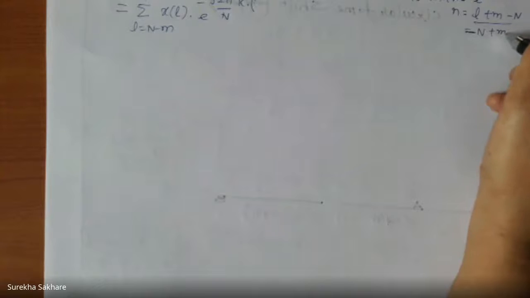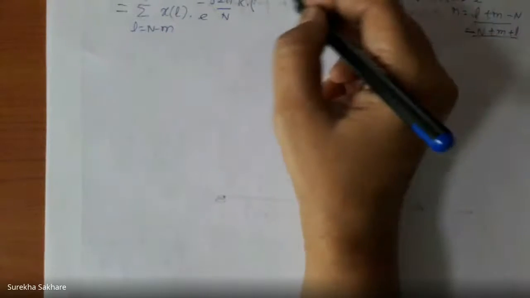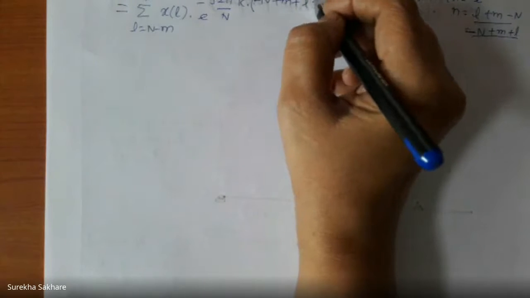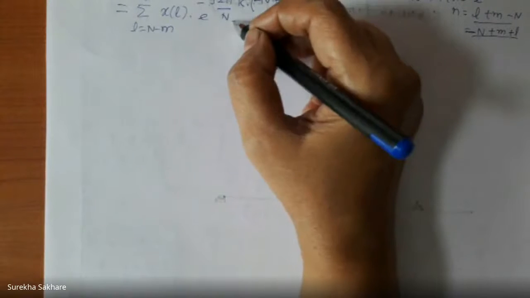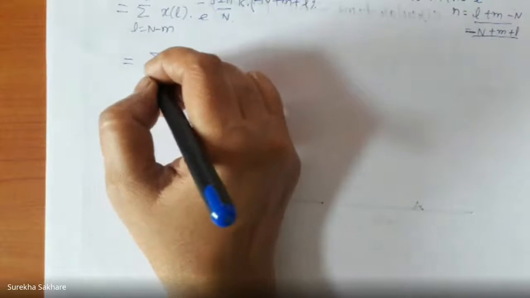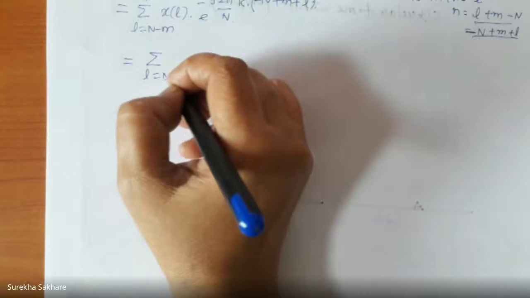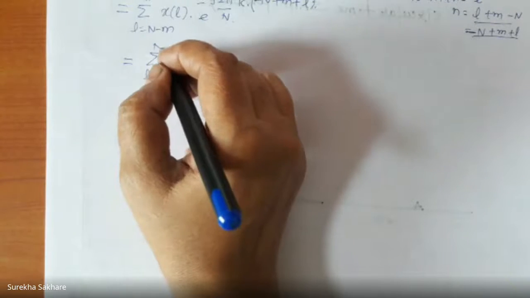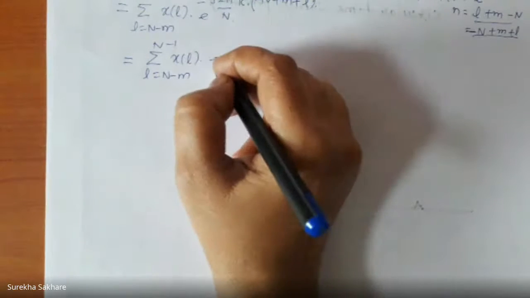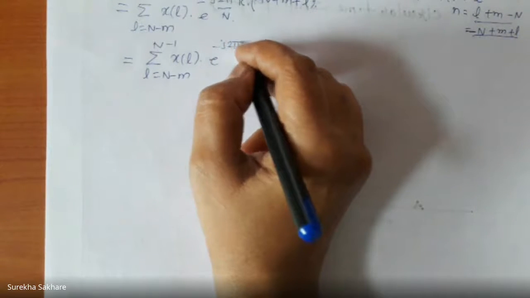E raised to minus j 2 pi k by N into (m plus L). Now we are out of this, so we'll just have some reduction with this. The sum over L equal to N minus m to N minus 1 of x of L e raised to minus j 2 pi k by N into (m plus L).